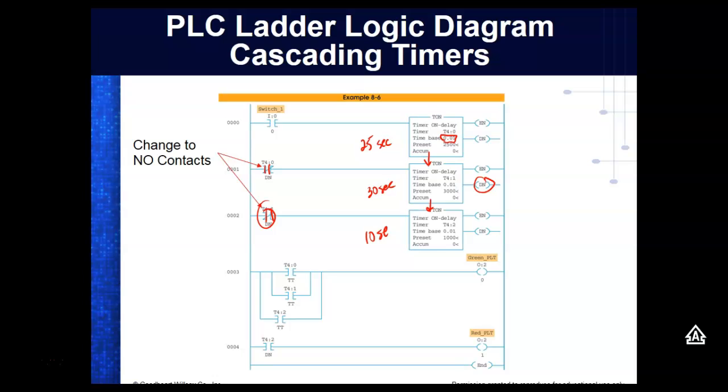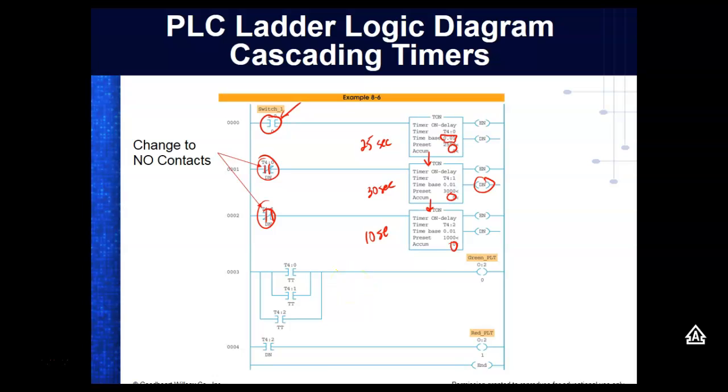So when does the timer done go true? When the timer does what? When it finishes timing. And of course, when I open this switch, this guy will reset. It won't be done anymore. It'll open that contact. This guy would reset, and this guy would reset. So all three of these timers would reset when we open that input.